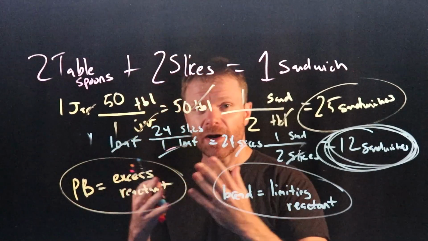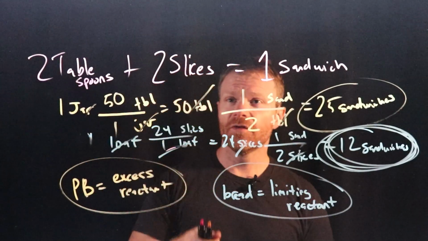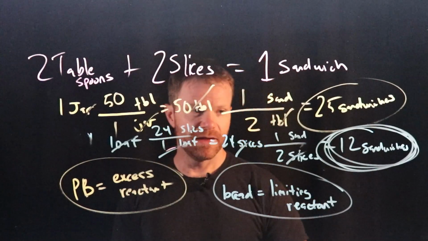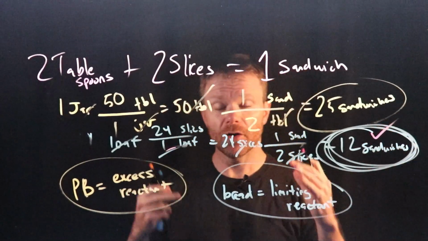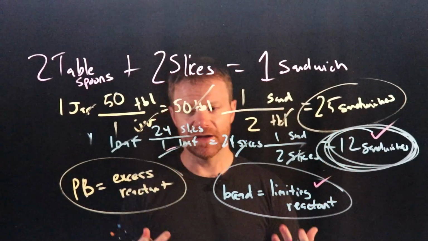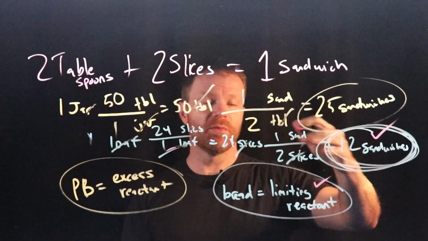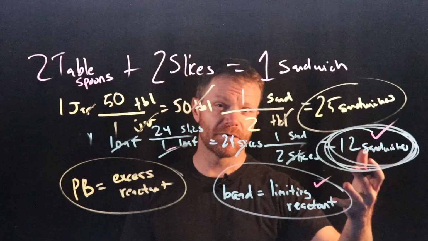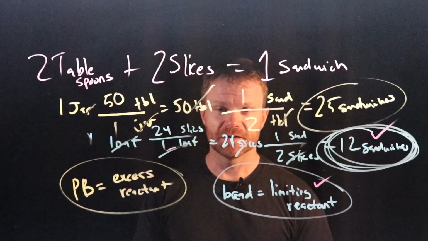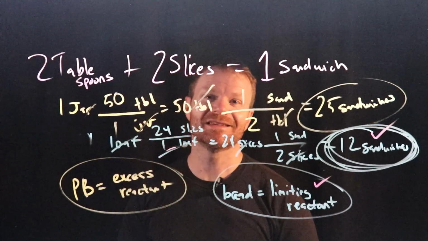So, if I were to ask you this problem, if I have a jar of peanut butter and a loaf of bread, how many sandwiches can I make? The answer would be 12. You can only make as much product as your limiting reactant allows you to. Your excess reactant, it doesn't matter if you have all the peanut butter in the world. If you only have enough bread for 12 sandwiches, you're only gonna make 12 sandwiches, and then you're gonna have some leftover peanut butter, some excess peanut butter.